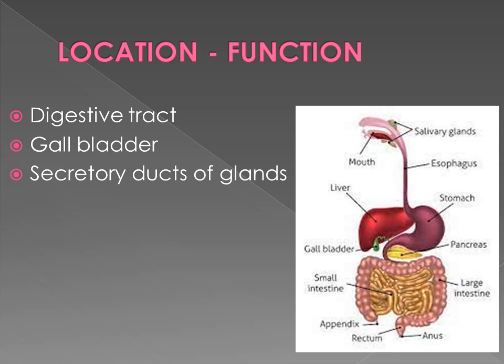Understand? Then it is present in the secretory duct of glands. Glands usually secrete enzymes, right? And these enzymes will be carried out through the duct. Through one duct only it is carried. So in that duct this columnar epithelium will be present. Non-ciliated columnar epithelium is present.